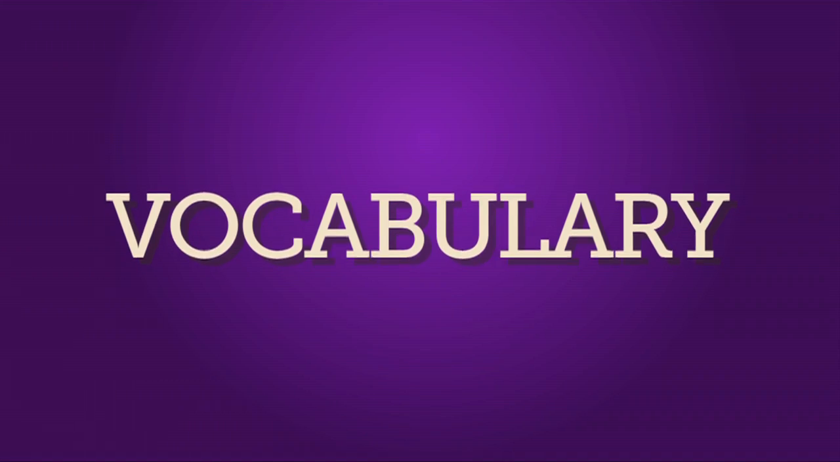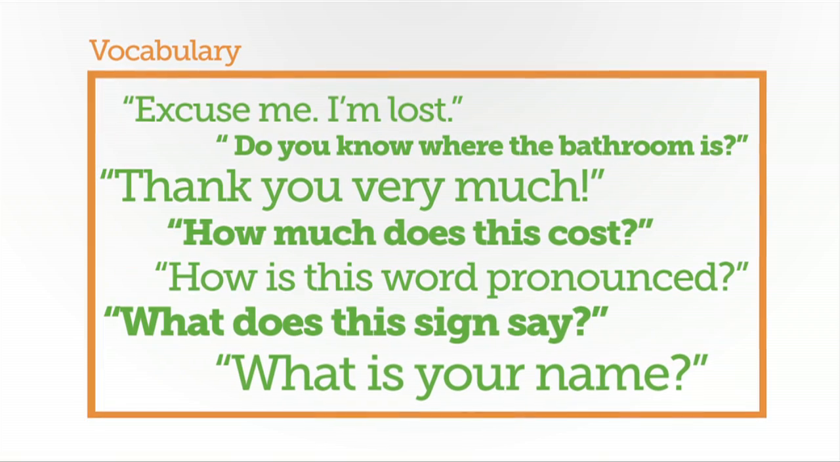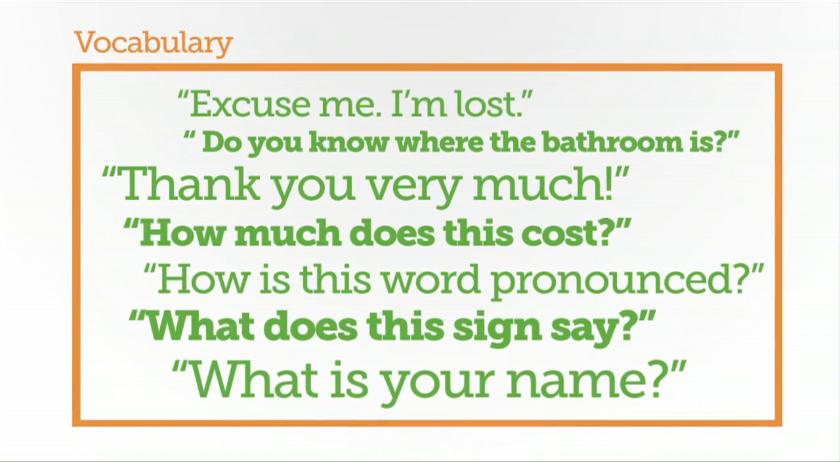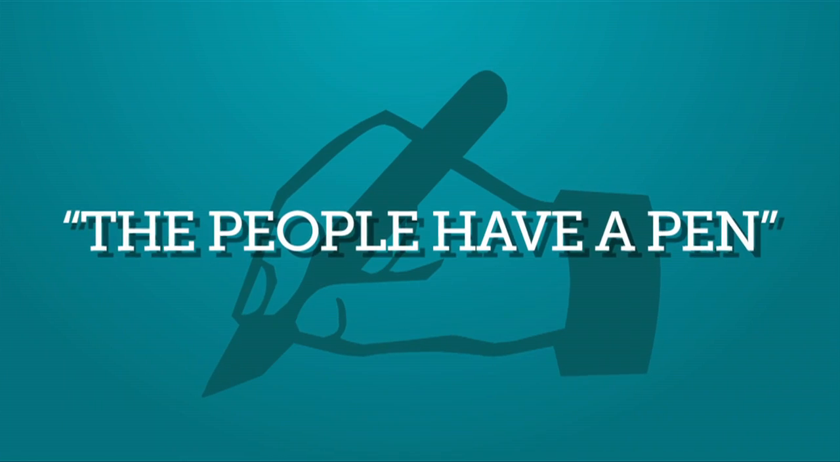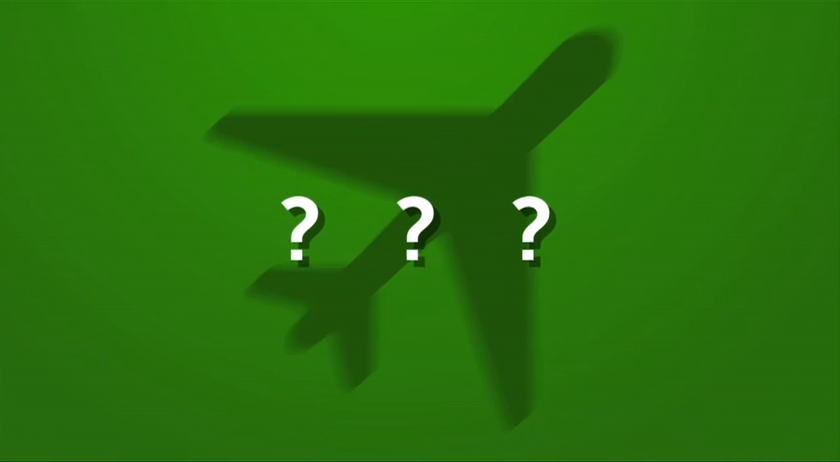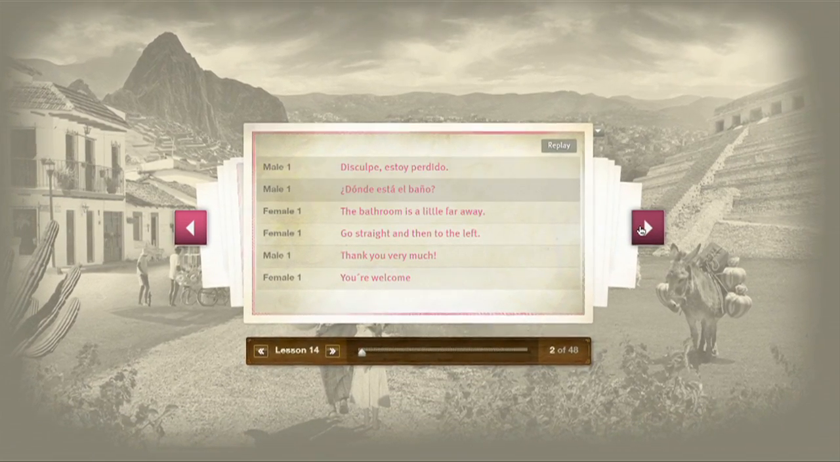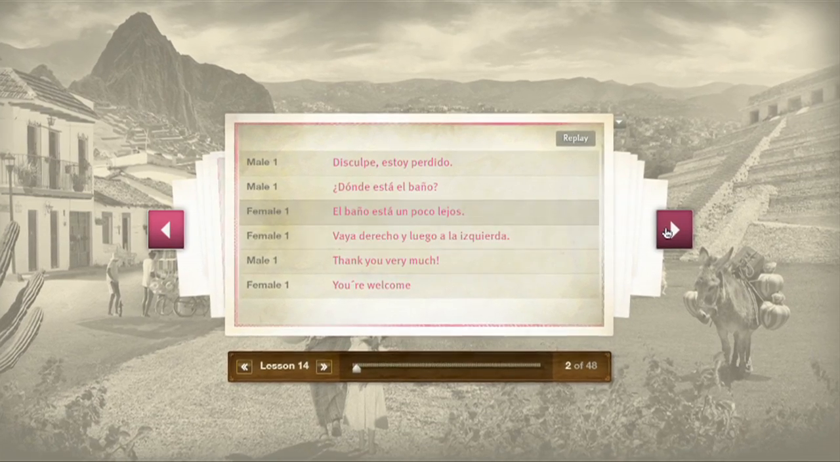Let's start with a look at vocabulary, the words and phrases that make up the language. Mango focuses on the ones that will be most valuable in common real-life situations for the language you're studying. It won't do you much good to be able to say the ball is red or the people have a pen if you can't find your way around the airport. By teaching vocabulary in the context of practical conversation, Mango helps you to make the most of your time and gives you the skills that you actually use right away.